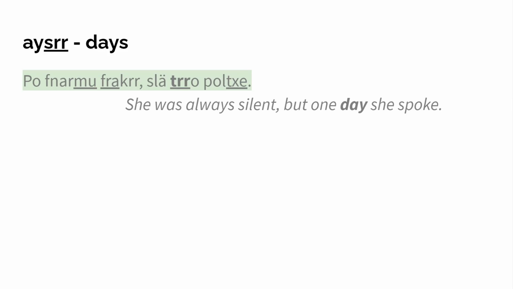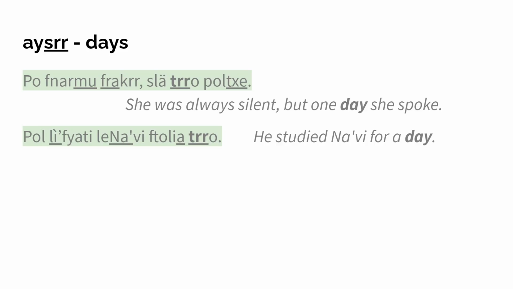I can also show you the next sentence, which is Pol le fiati le Na'vi vtolia trro. He studied Na'vi for a day. So here we see that we can actually have 2 different meanings with the o suffix. So one day or for a day. This, of course, can cause confusion, so there are ways to disambiguate this. Namely, we can use adpositions. We can also say povnarmu frakr se ro sro polte. So at a day.